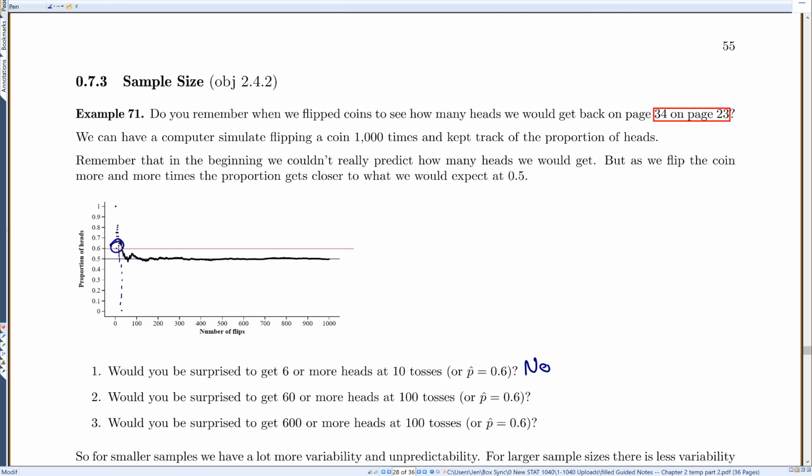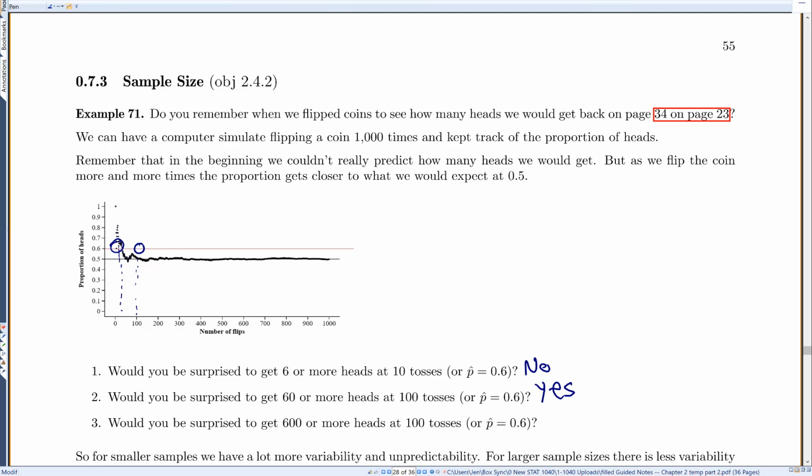At 10 tosses, there are still lots of times I might have more than 6 out of 10 heads. Okay. What about 60 or more heads at 100 tosses? If we go up to 100, would you be surprised if you were at 60% or more? I would say yes. I don't see any zigzags by the time I get to 100 as big as 0.6.